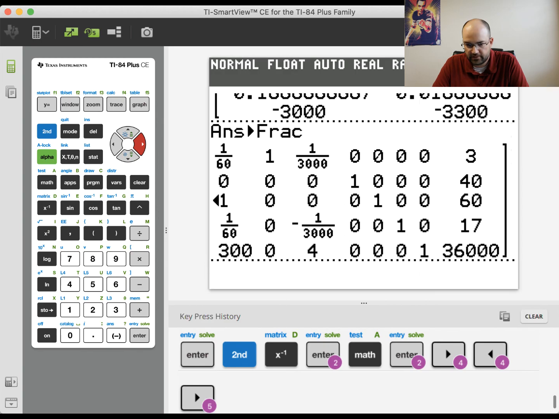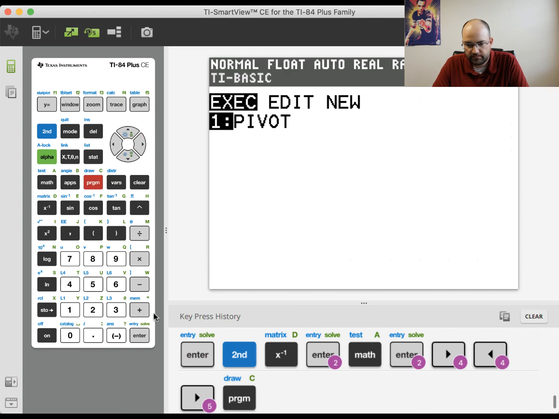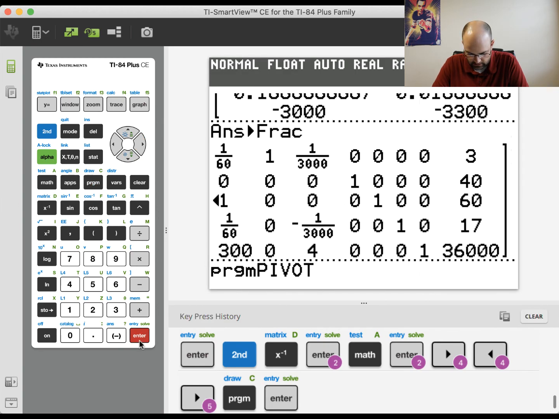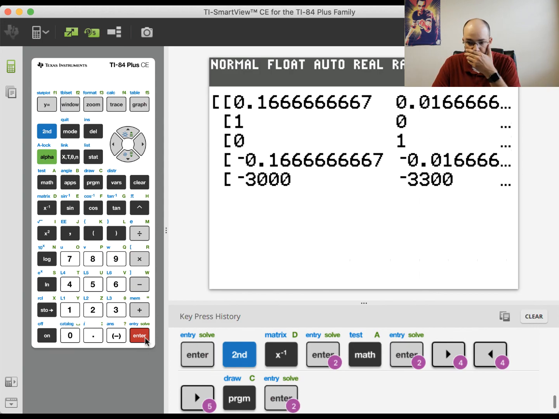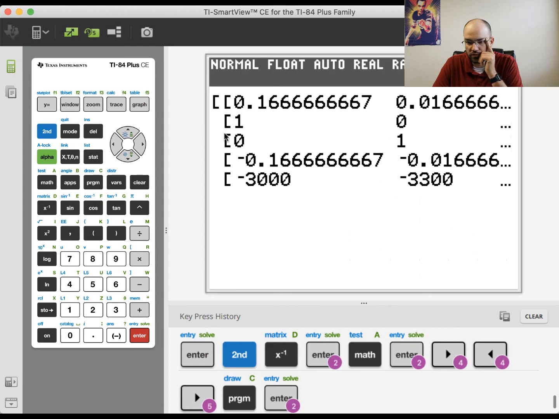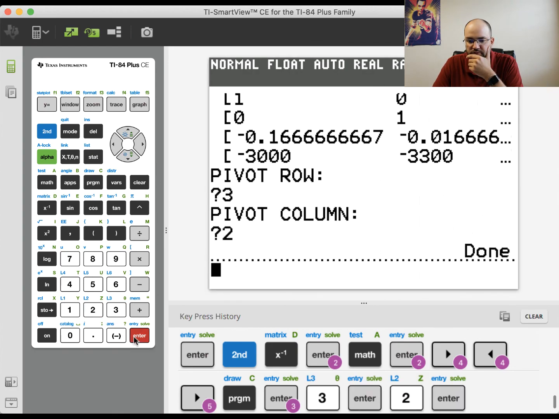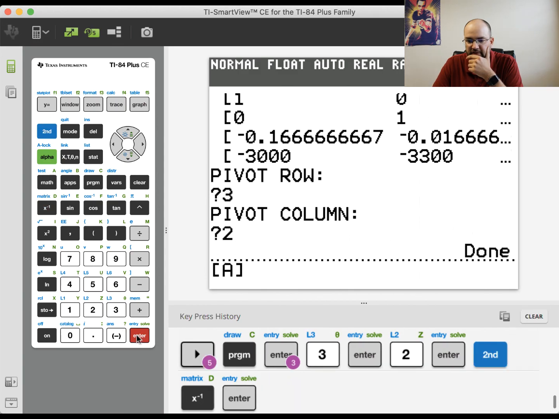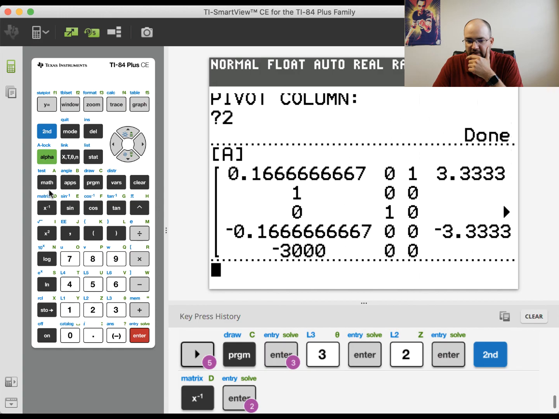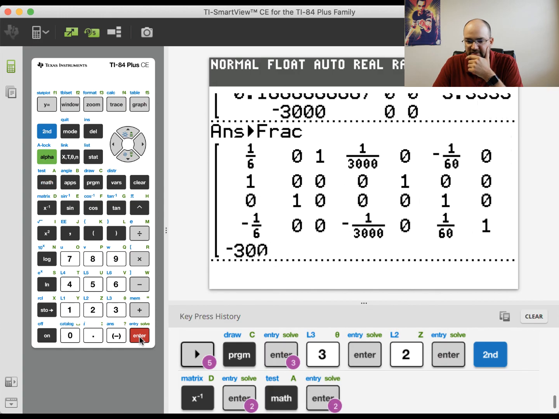Notice we still have everything in here already, so I'm going to go ahead and go to Program, Pivot. And our pivot was row 3, column 2. So here, row 3, column 2, and that should be the one there. Yeah, it is. So enter, so row 3, column 2, done. Go back into matrix, enter for matrix A, and math, enter to see some fractions.